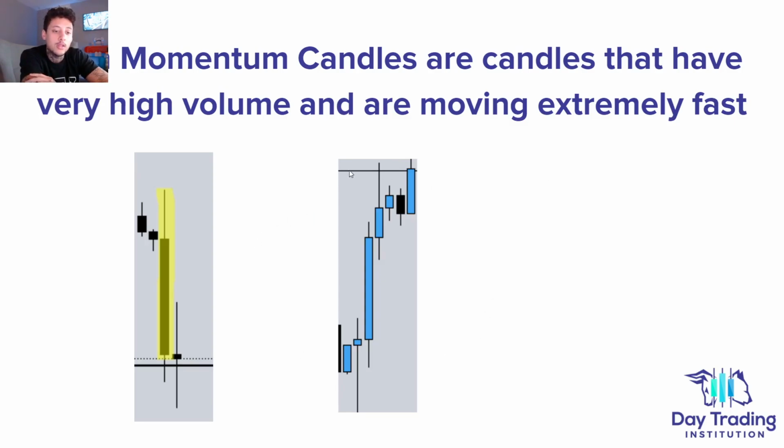The example to the left is going to be a bearish candlestick that has a lot of volume and momentum. And the candlestick to the right is going to be a bullish candlestick that has a lot of volume and momentum to it.